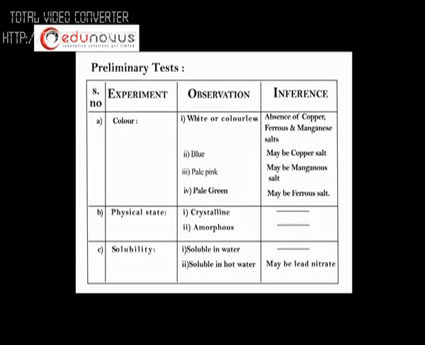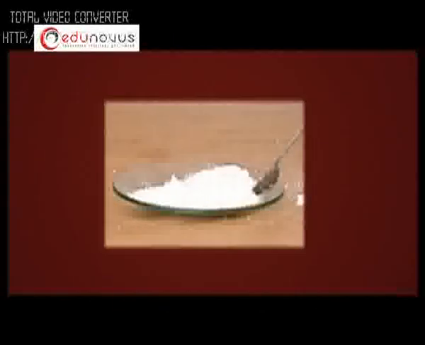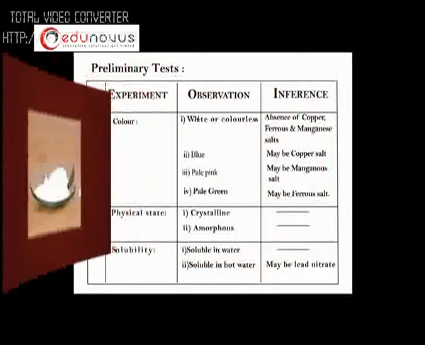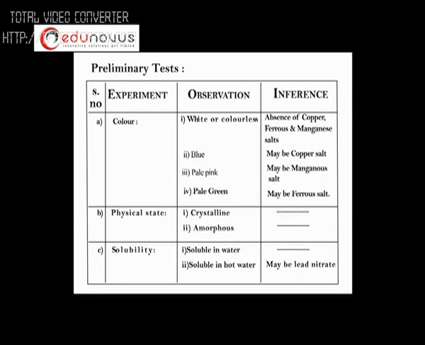Here, we follow the systematic analysis table to identify the given salt. 1. Preliminary examination. A. Color. The color of the given sample is white. Therefore, the inference is copper, ferrous, and manganese cations are absent.